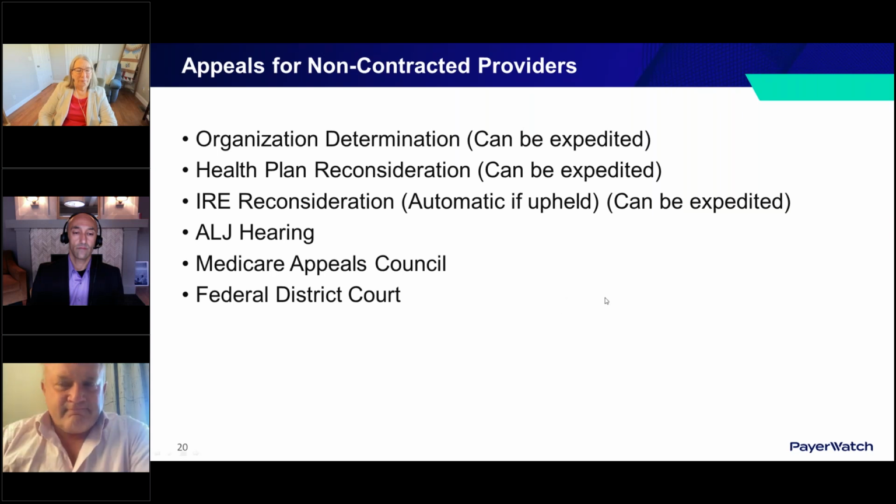And that's the end of the bureaucratic process inside CMS. You can then take that final decision into federal district court and potentially all the way up to the Supreme Court. And as mentioned here, the first three levels, the original determination and the reconsiderations, can be expedited if that's warranted by the medical facts of the patient.